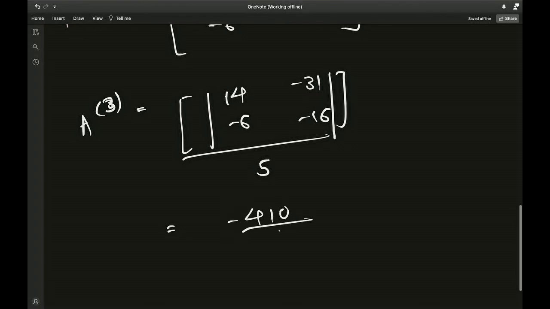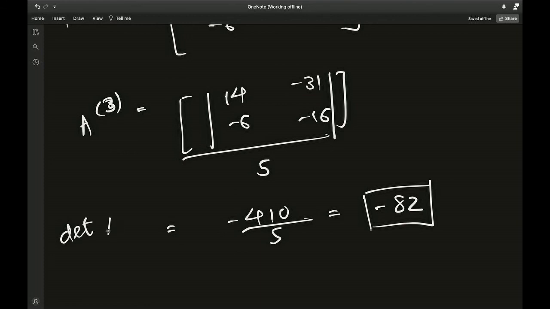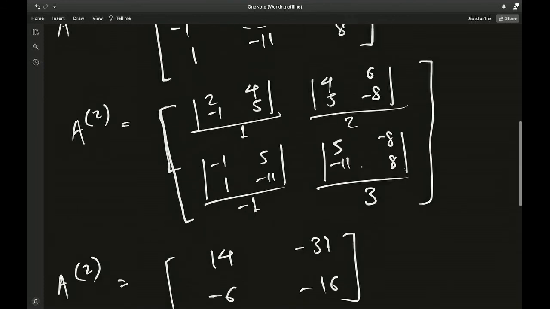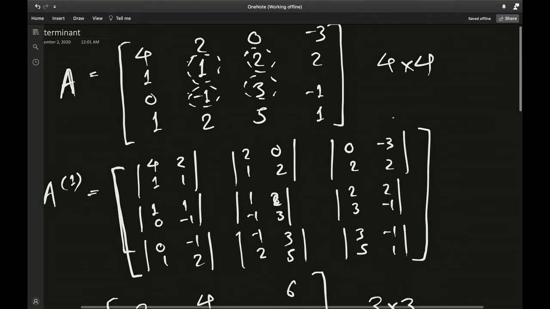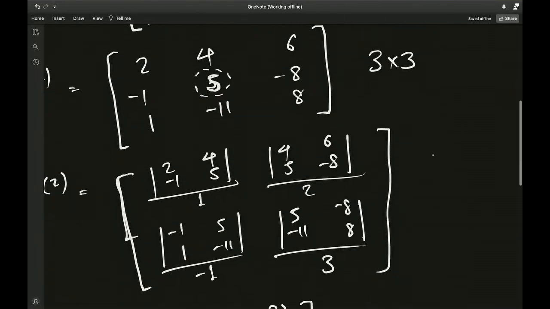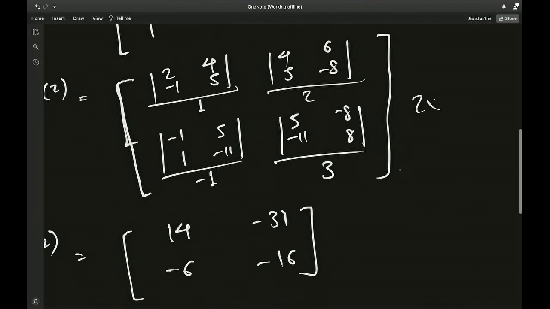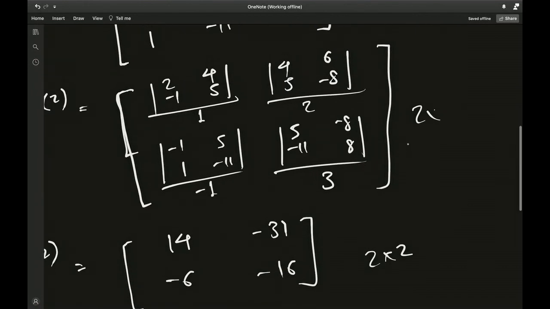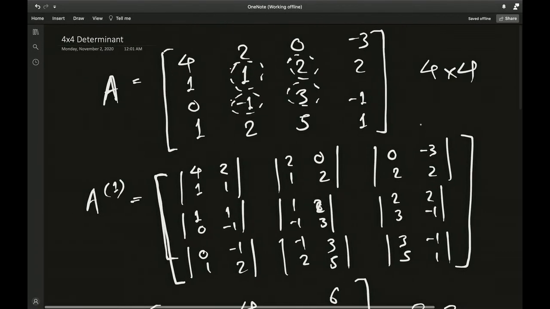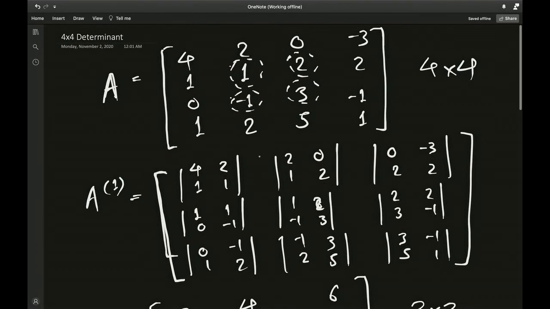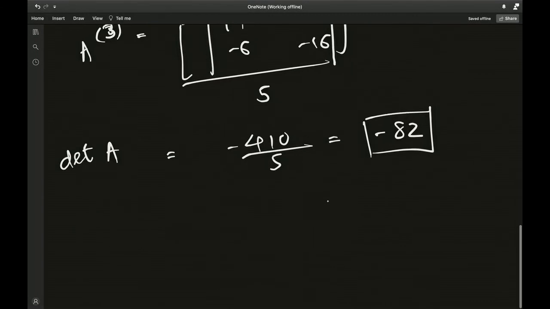So negative 410 over 5 turns out to be negative 82. That is precisely the value of the determinant of A. See, it's condensation because we're basically reducing down dimensions, just applying the simple concept of the determinant of a 2x2 matrix by making these groupings.